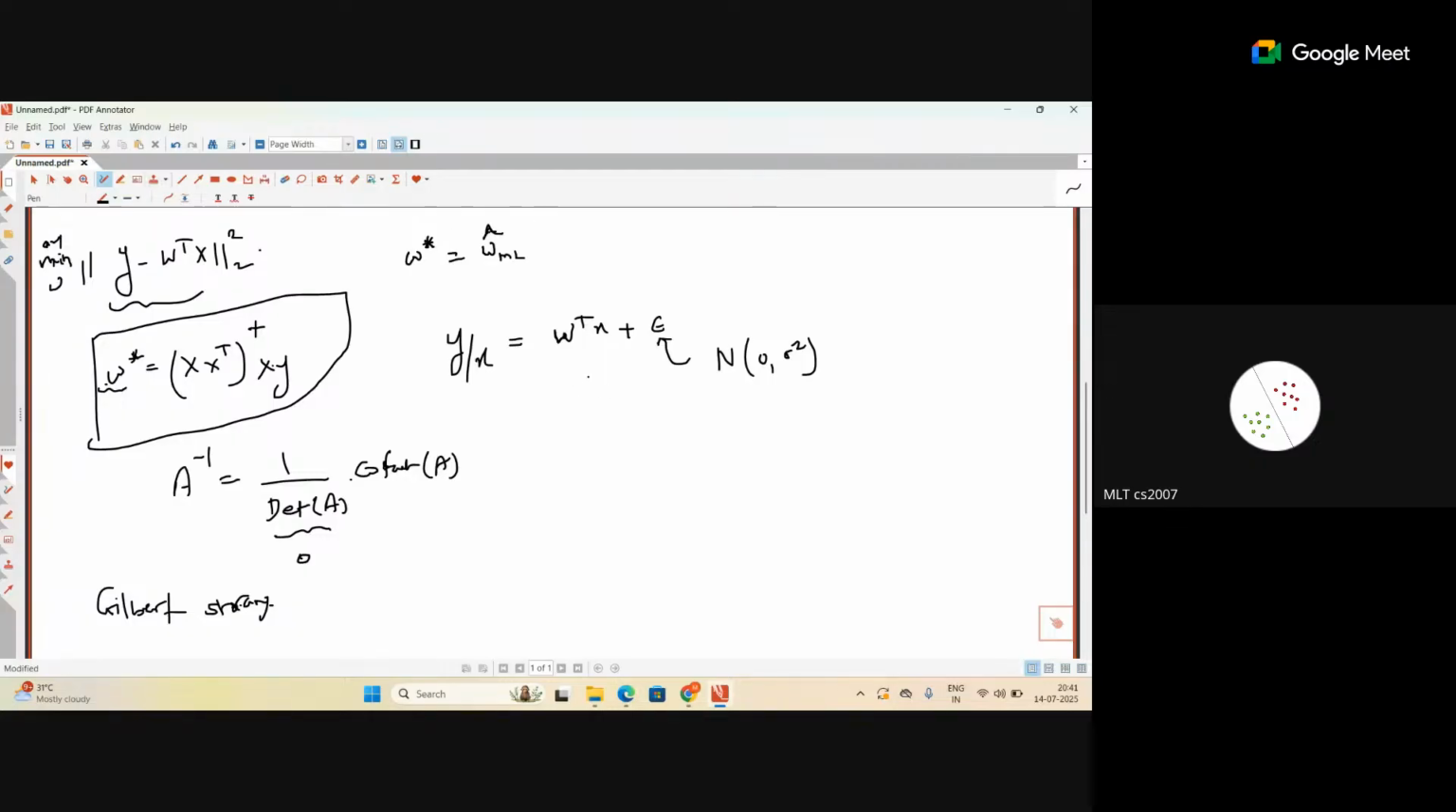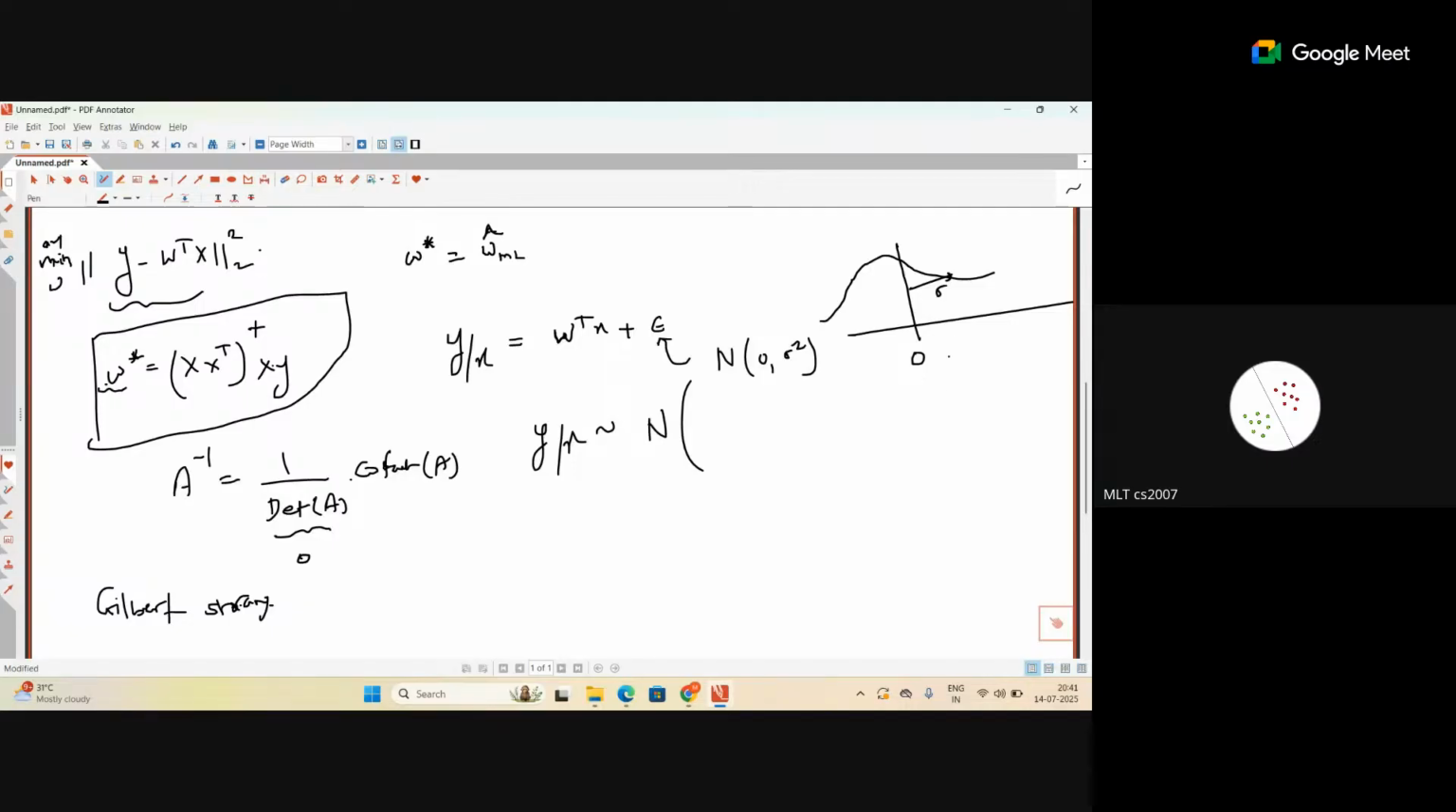Why are we using W hat ML? Because this is the probabilistic view. We are actually now getting some distribution to it. And what kind of distribution will it have? It is normal with mean, can you tell me what will be the mean? By looking at this expression, it is 0 and sigma square. Have you seen the Gaussian curve? So this 0 is the mu, and sigma square is the variance.